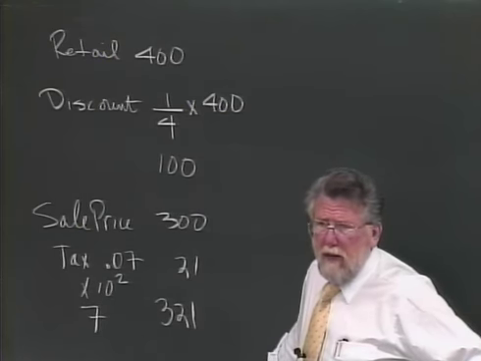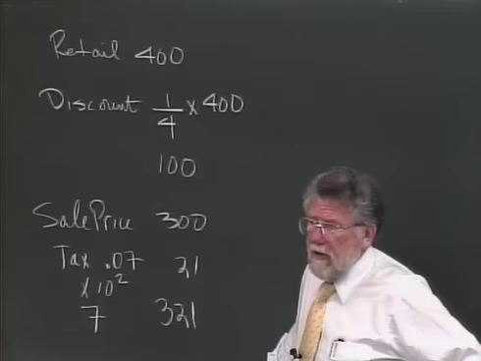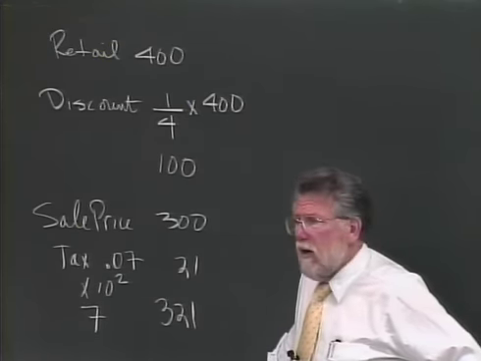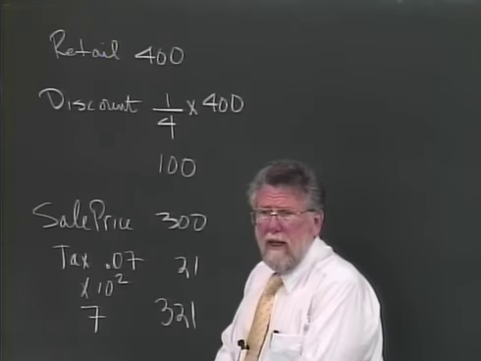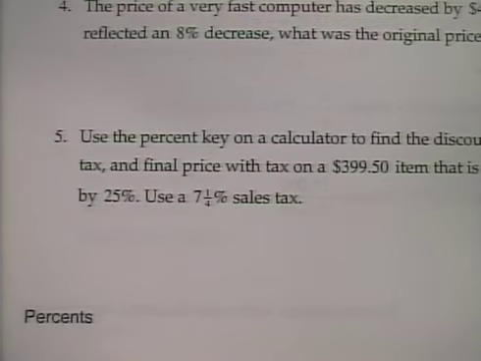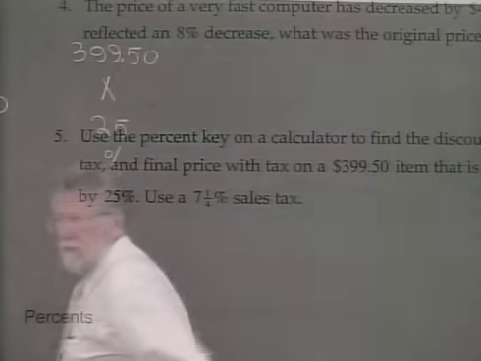Now, as you do this problem in the calculator, you're going to enter the exact numbers. Now, back to the problem in the book. On the document cam, that was $399.50, correct? So you're going to put $399.50. Then you're going to do what? Times your 25, and then you hit the percent key.